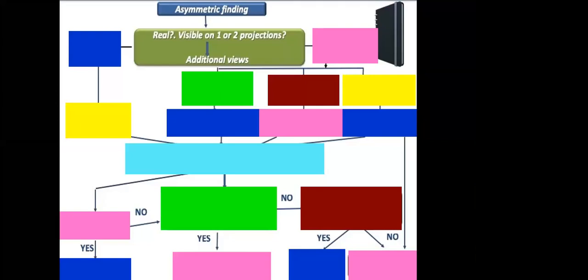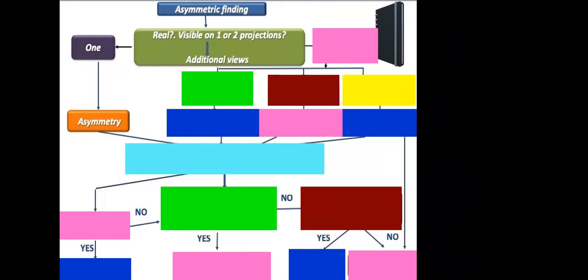So if we have asymmetric findings, first of all, we confirm there is an asymmetric finding. We reach this area. So we need to know first if it is one projection or two projections. If it is one projection, then it will be an asymmetry. If it is an asymmetry, then what do I want to do? Compression, magnification, compression view, spot compression.